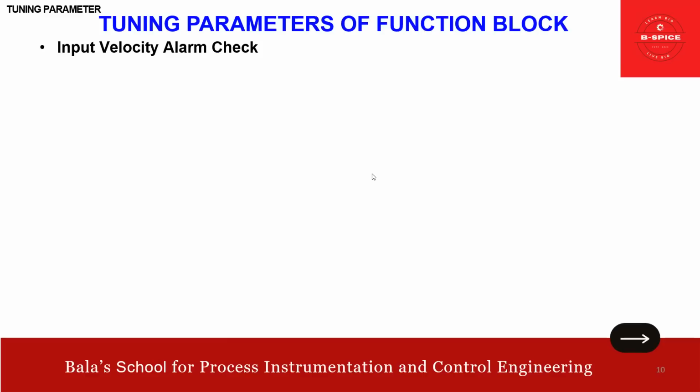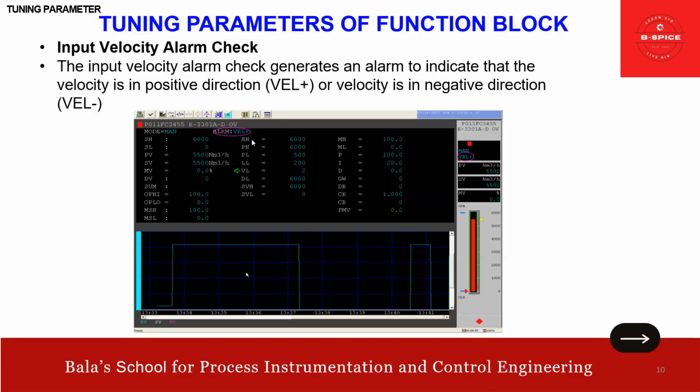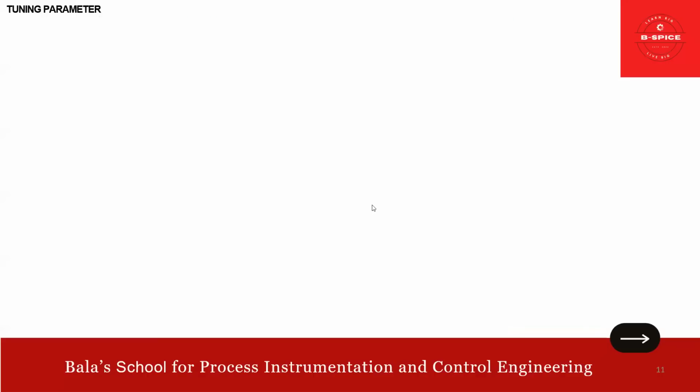Then input velocity alarm checker. The input velocity alarm check generates an alarm to indicate that the velocity is in positive direction, or velocity is in negative direction. You can see here, velocity plus. This is the input velocity alarm checker.